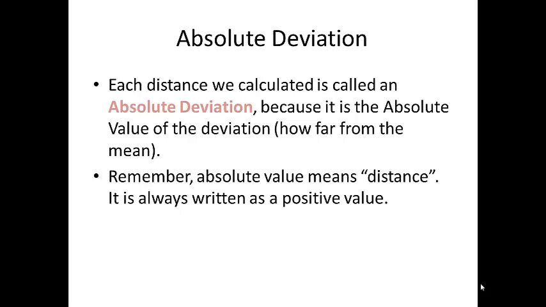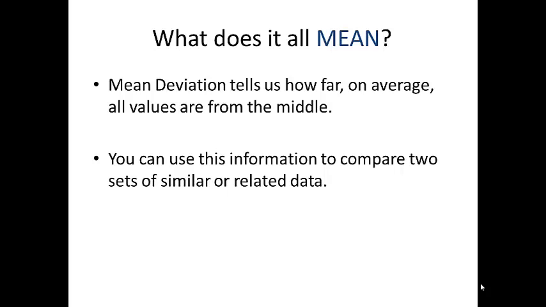Now let's talk about absolute deviation. Each distance we calculated is called absolute deviation because it is the absolute value of the deviation, how far it is from the mean. Remember, absolute value means distance. It is always written as a positive value. So, what does this all mean? Mean deviation tells us how far on average all values are from the middle. You can use this information to compare 2 sets of similar or related data.